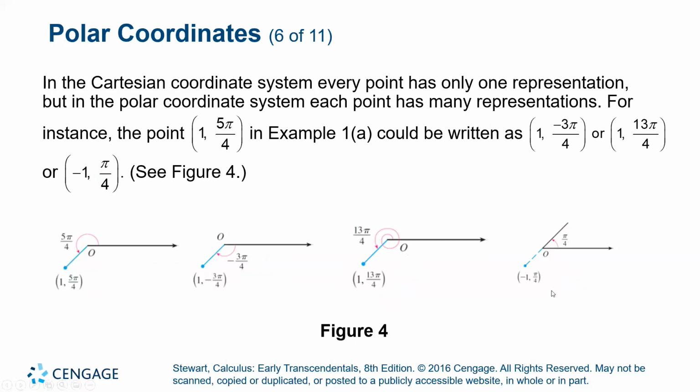And that is what this slide is explaining. In the Cartesian coordinate system, every point only has one representation, but in the polar coordinate system, you can have infinite representations for the same exact point on the system.